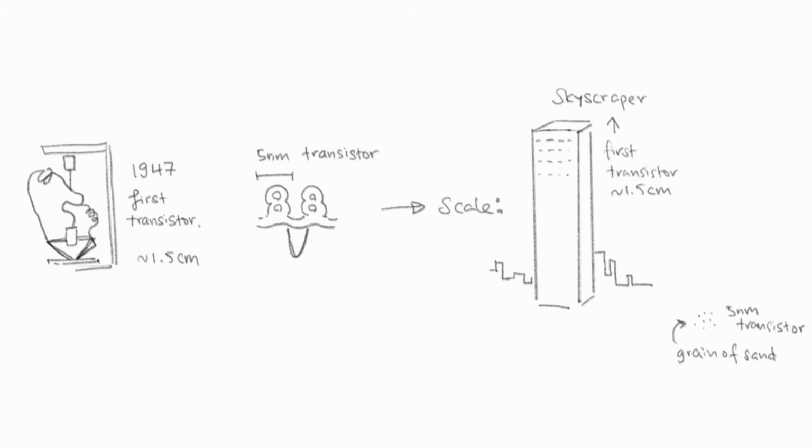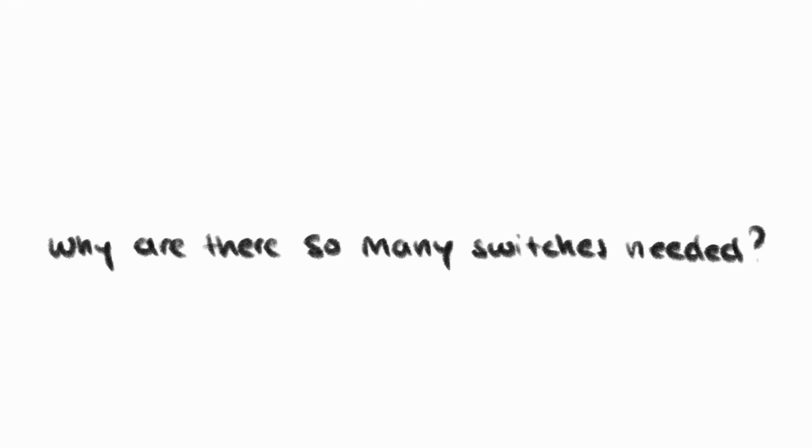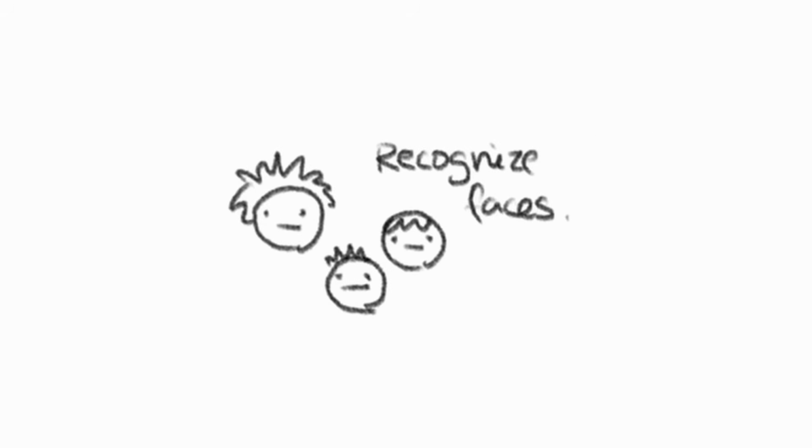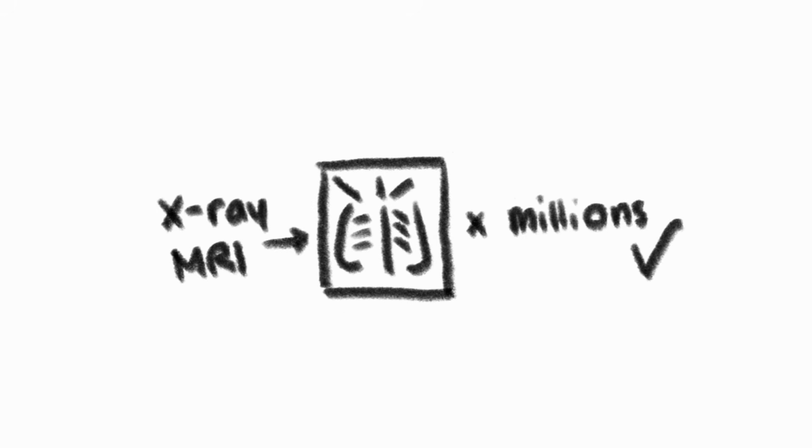So why are so many switches needed? One switch can tell us yes or no. Billions of switches can hold so much information that they can understand languages, recognize faces, and diagnose X-rays and MRI scans by comparing to millions of others, reading and comprehending a book in a few seconds.